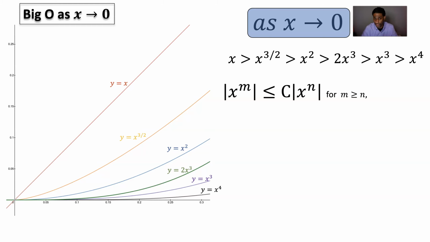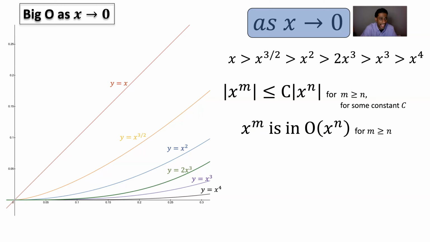The definition of big O as x goes to 0 is exactly that this inequality is true. C is just going to be some constant. We need that inequality to be true. And when it is, we say that the function on the left is in big O of the function on the right. And this is going to be true so long as m is greater than or equal to n. When m is equal to n, then yeah, the constant is going to be a 1.